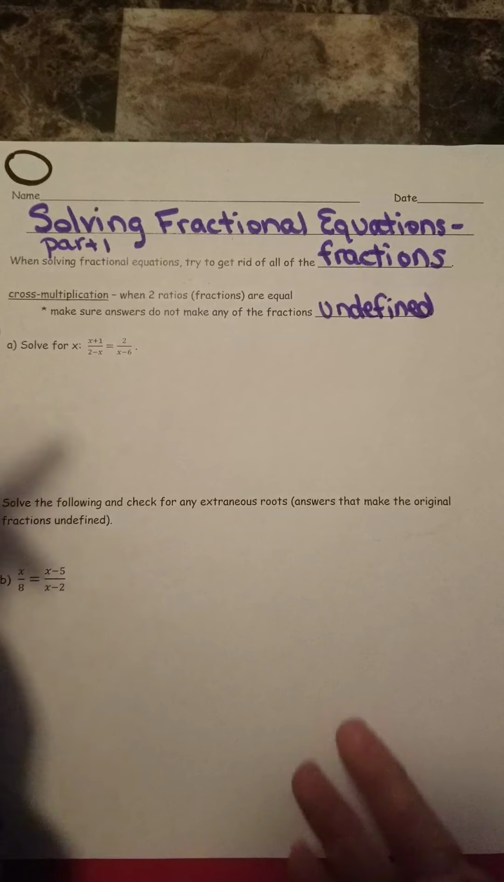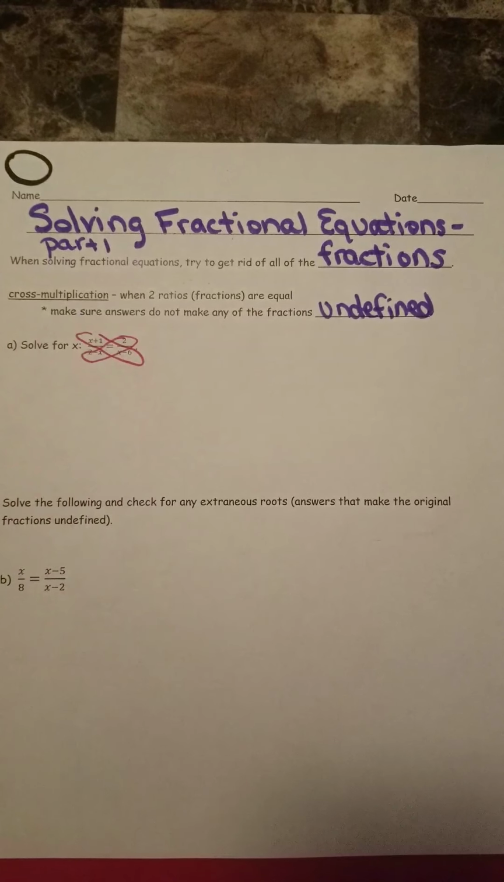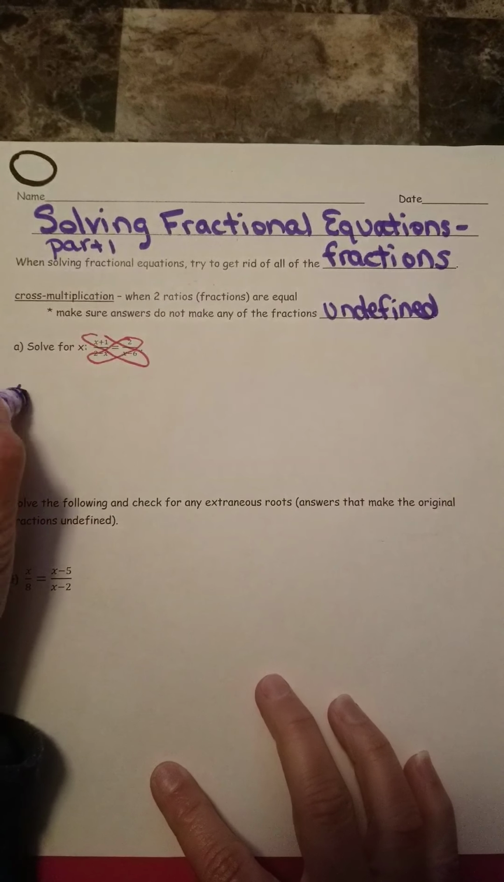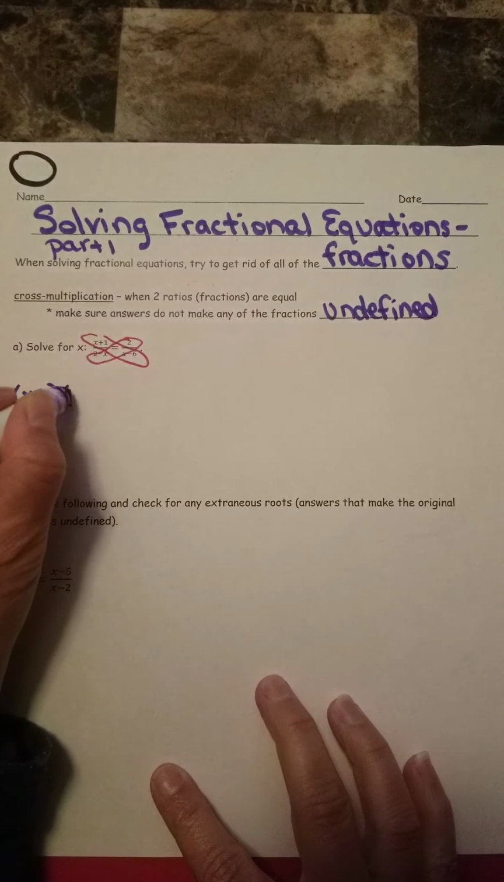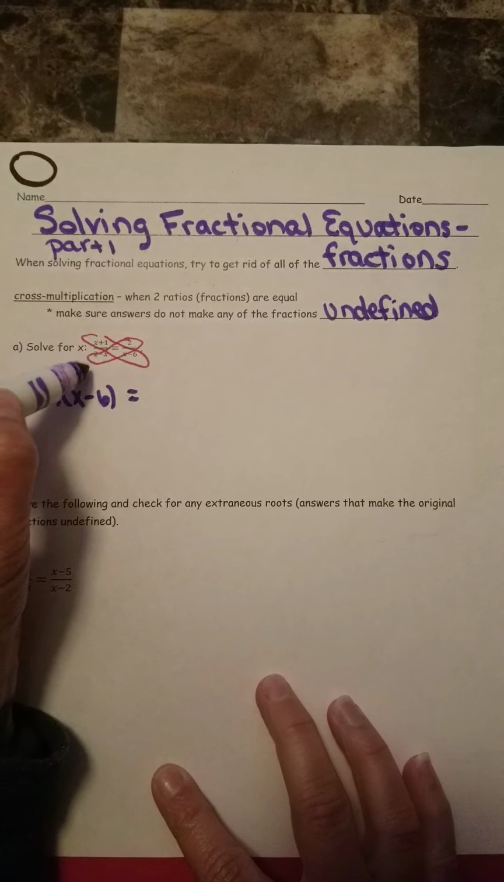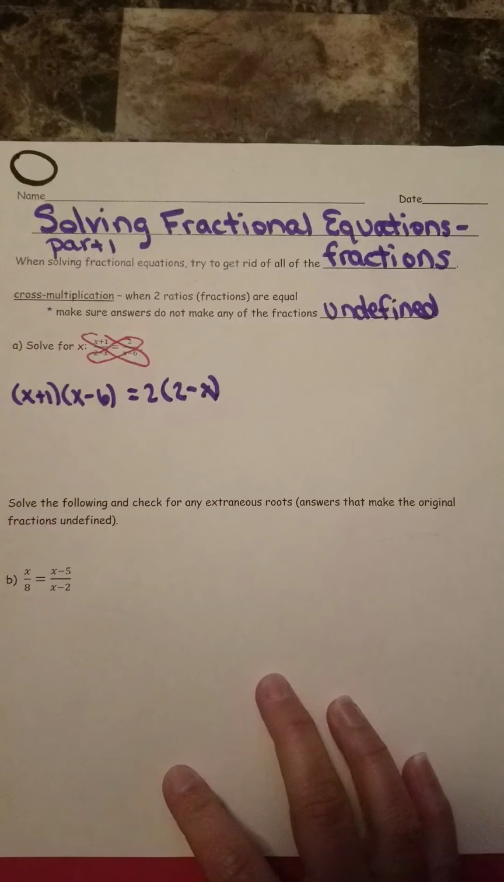So we are cross multiplying. I'm going to multiply these 2 and these 2. I'll show a little bit more work just so you can see what I'm doing. I'm going to multiply x plus 1 times x minus 6. That was the first loop. Then I'm going to set it equal to the other one, so that was 2 times 2 minus x.